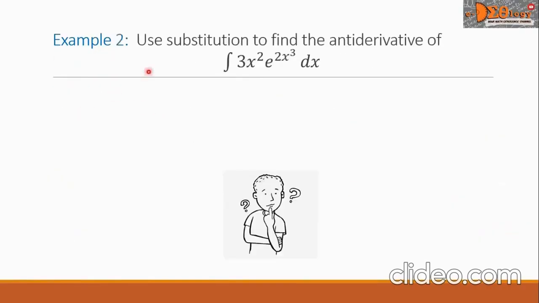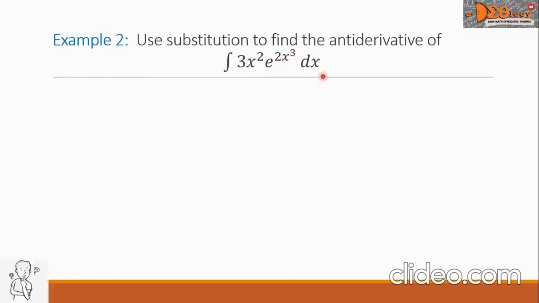Example 2. Use substitution to find the antiderivative of the integral of 3x squared times e raised to 2x cubed dx. For our solution, let us select u. In this problem, we're going to choose u with that of the exponent of the e, the 2x cubed, and we write it here. Then taking the derivative of this equation, we have now du equals 6x squared dx.